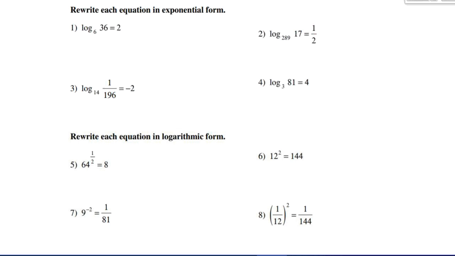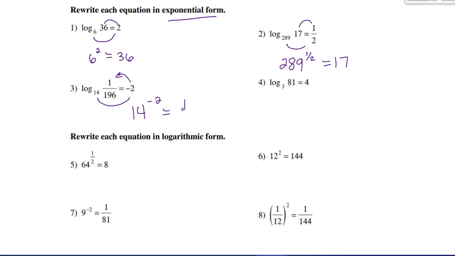All right, some more examples. Rewrite each in exponential form. Okay, loop. 6 to the second power equals 36. You know it's going to be exponential, so it's got to have a base and an exponent and an equals to. Okay, 289 to the 1/2 power equals 17. This one says 14 to the -2 power equals 1 over 196. Okay, 3 to the 4th power equals 81.